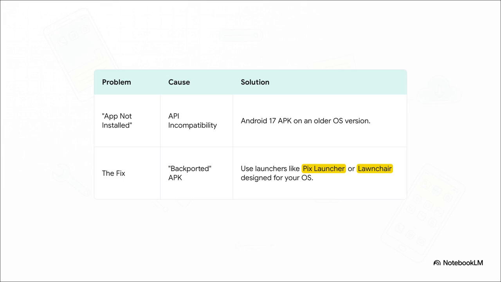See, this new launcher is built for the very latest version of Android, and your phone might not speak its language yet. Think of it like trying to play a brand new 4K Blu-ray on an old DVD player. The player itself is fine, it just doesn't understand the new format. The fix is super simple. Just search for a backported version.